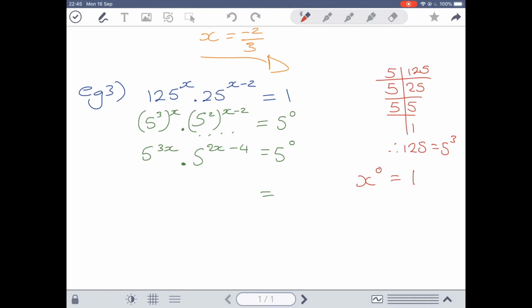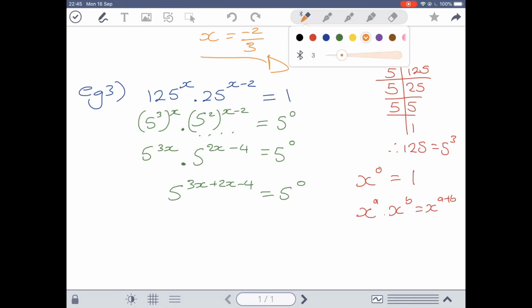And we can remember there is an exponential law that says x to the power of a times x to the power of b is equal to x to the power of a plus b. So let's use that law right now in this expression and say 5 to the power of 3x times 5 to the power of 2x minus 4. That's going to then give us 5 to the power of 3x plus 2x minus 4 is equal to 5 to the power of 0, which means, again, like we did before, I can now equate my exponents and drop the bases.